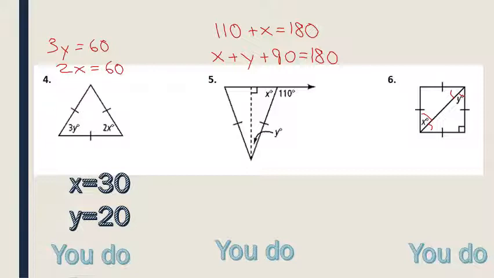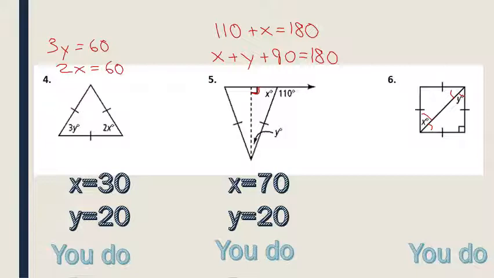For number 5, you would find the x first. And again, the 110 and the x are a linear pair. So 180 minus 110. And then you can figure out what y is because you know that we have a triangle there. One angle's 90, and you know what x is. So you just take 180 minus 90 minus x, and that gives you your y value. Okay, 20.